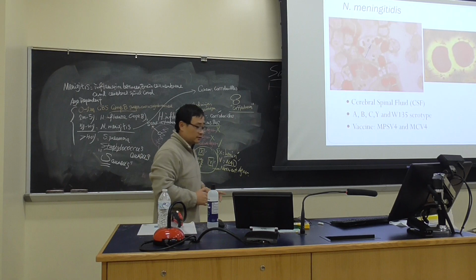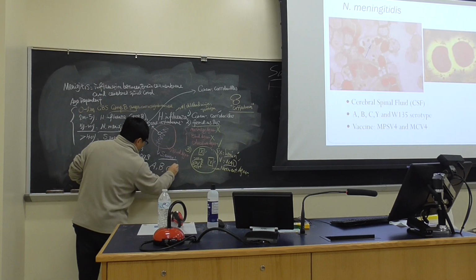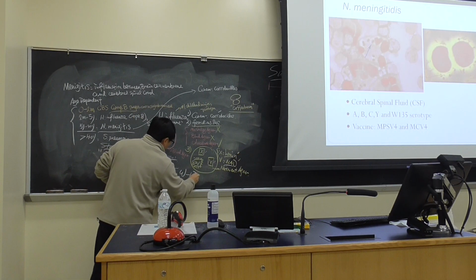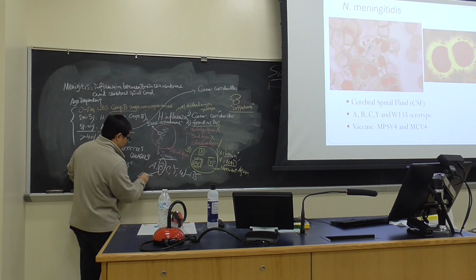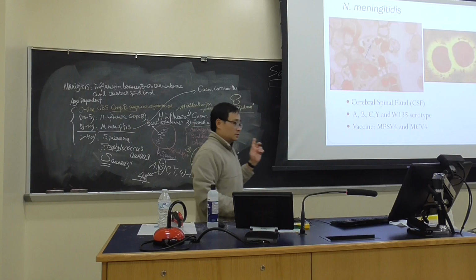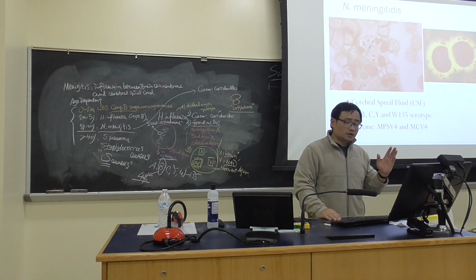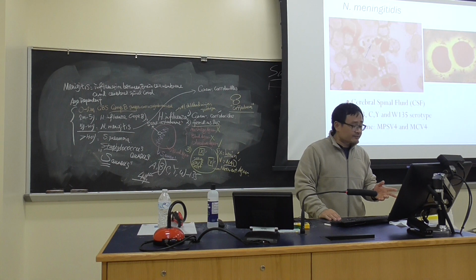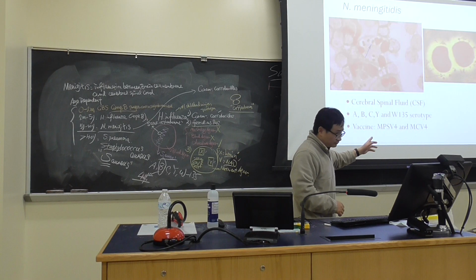Neisseria meningitidis in the United States basically has A, B, C, Y, and W135 serotypes. Type B is responsible for 40% of cases in the United States. Historically, Neisseria meningitidis did not have a very effective vaccine. So what happened is they developed a vaccine before 2010 which can cover ACYW135, but not for type B.